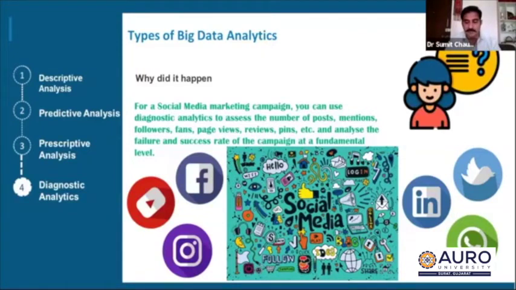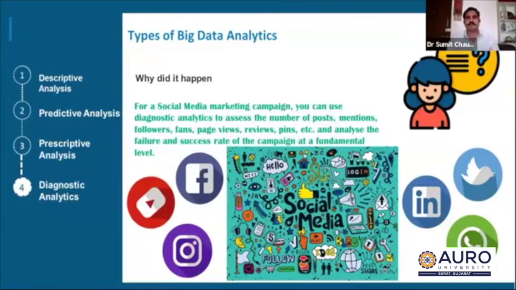For analysis of sales, it helps to analyze why the sales of a particular product have increased or decreased. For a social media marketing campaign, you can use diagnostic analysis to assess the number of posts, mentions, followers, fans, page views, reviews, pins, etc., and analyze the failure or success rate of the campaign at a fundamental level. Our next step will be on the basis of the result of this. If we get failure, we have to modify the campaign we had, and again check the success rate, or again it may happen that you get failure. Accordingly, we take the next step, right?